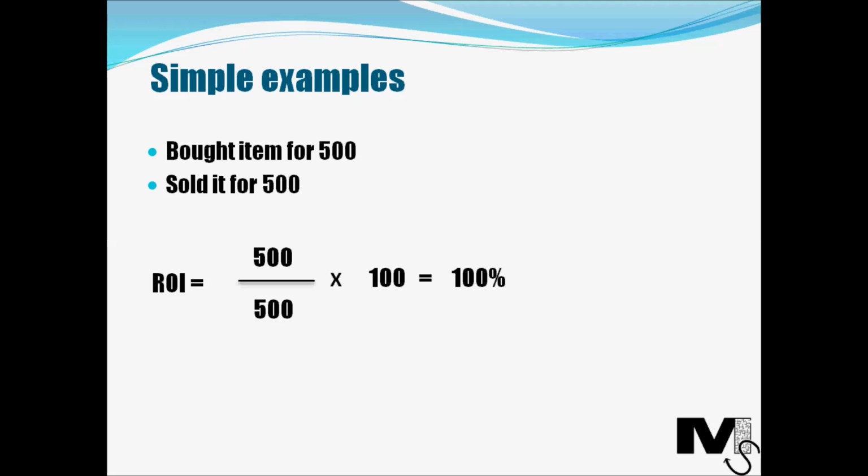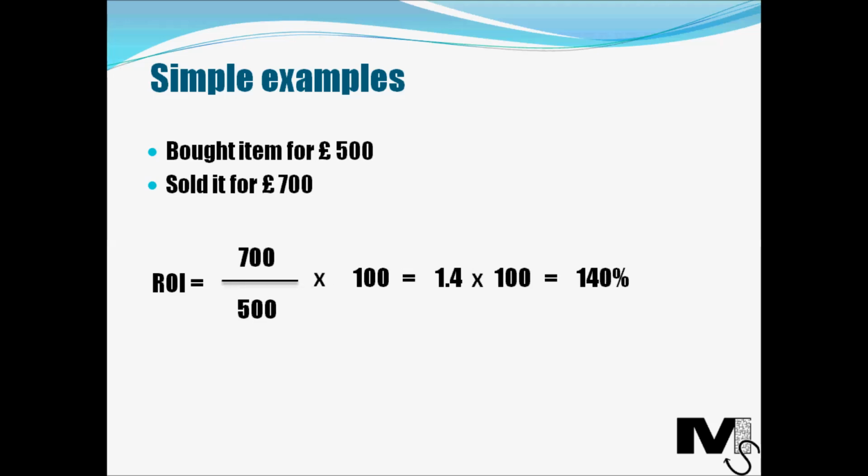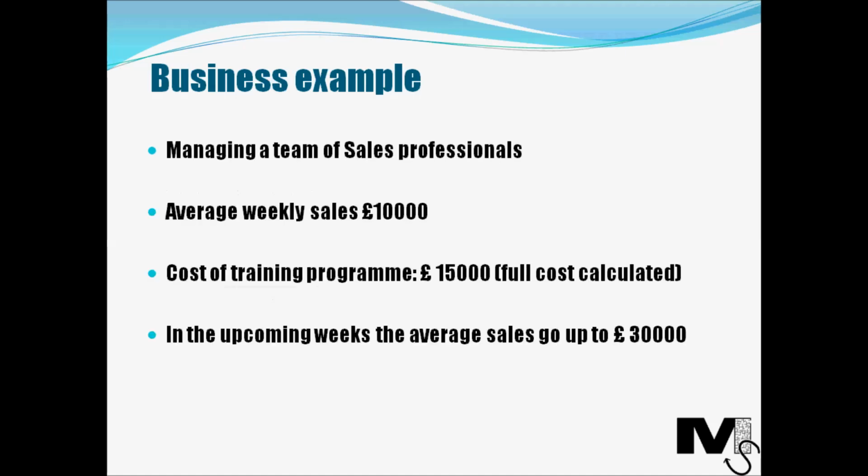Now let's assume that you bought an item for £500 and sold it for £700. So the ROI on this item would be 700 divided by 500 into 100, which is 140%. Simple enough? Now let's look at something slightly more complicated, or practical, I would say.